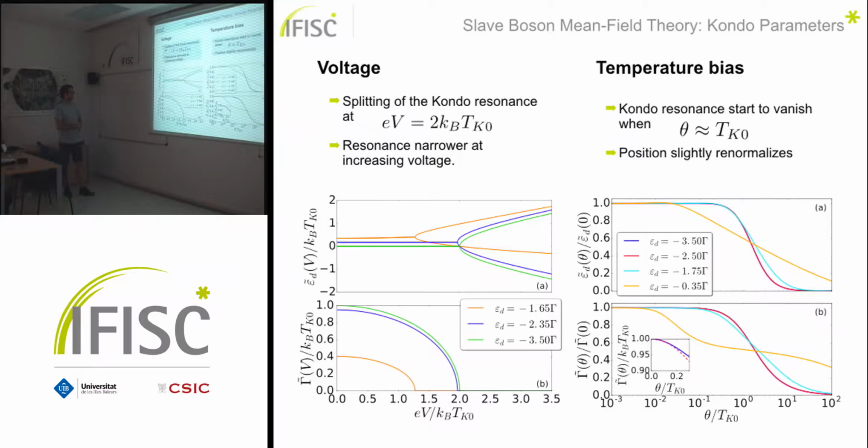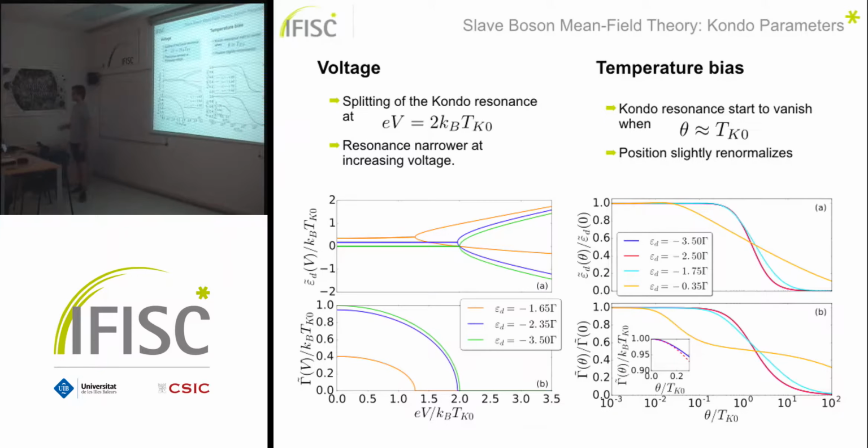We find that the Kondo resonance splits in two different resonances. Additionally, the width decreases. This is a kind of dephasing of the Kondo resonance. But what is interesting is the temperature bias. In the temperature bias, what we find is that at first the width doesn't change, then it starts to decrease, and then it disappears.